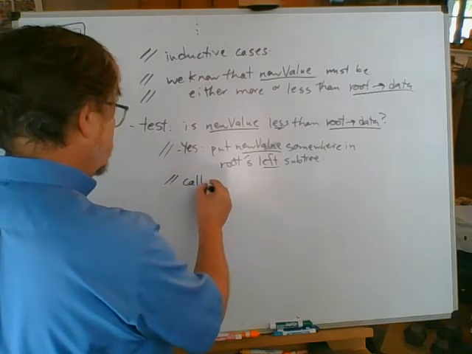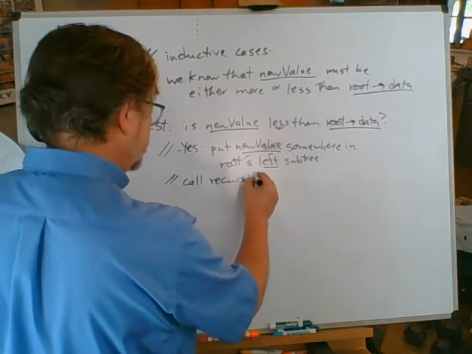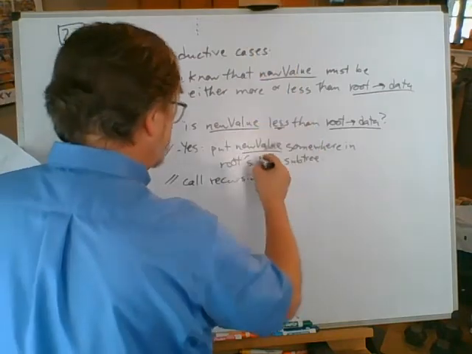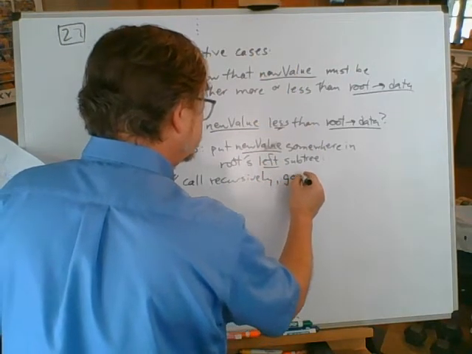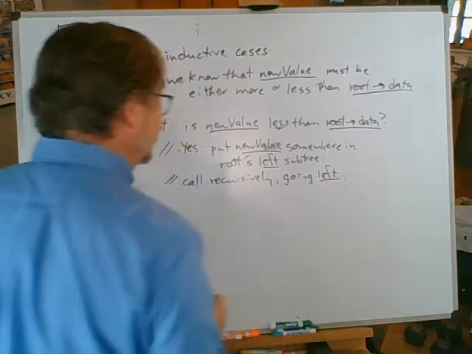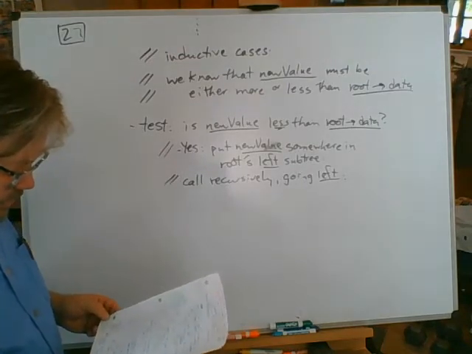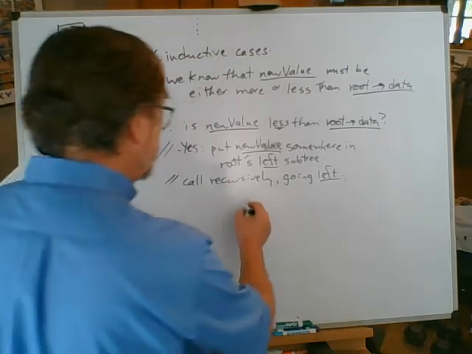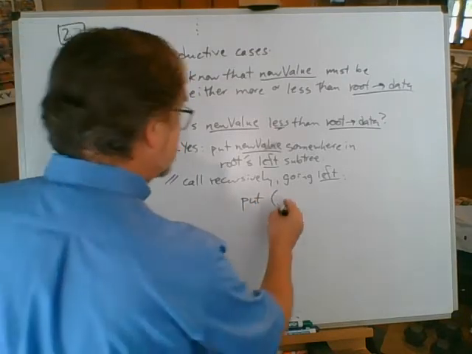Call recursively, a comment again. Since I've got all this board space, might as well use it. Call recursively going left. All that buildup, and there's really not that much to do. We call put. How do we go left? I pass in root arrow left.